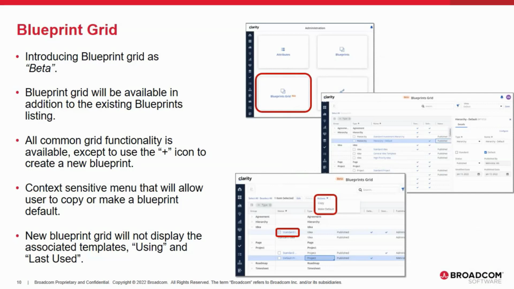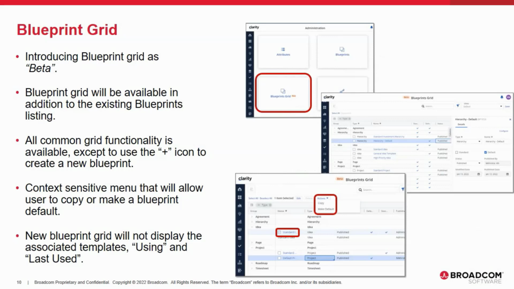The only common grid functionality that will not be available in this blueprint grid is the plus icon. So you will not be able to just click on the plus to create a new blueprint. The only way to continue to create a blueprint would be to make a copy of an existing one and then edit it. There is a context sensitive menu available. By right mouse clicking on a given blueprint, the user will have the option to make a copy of the blueprint or just make a blueprint default.